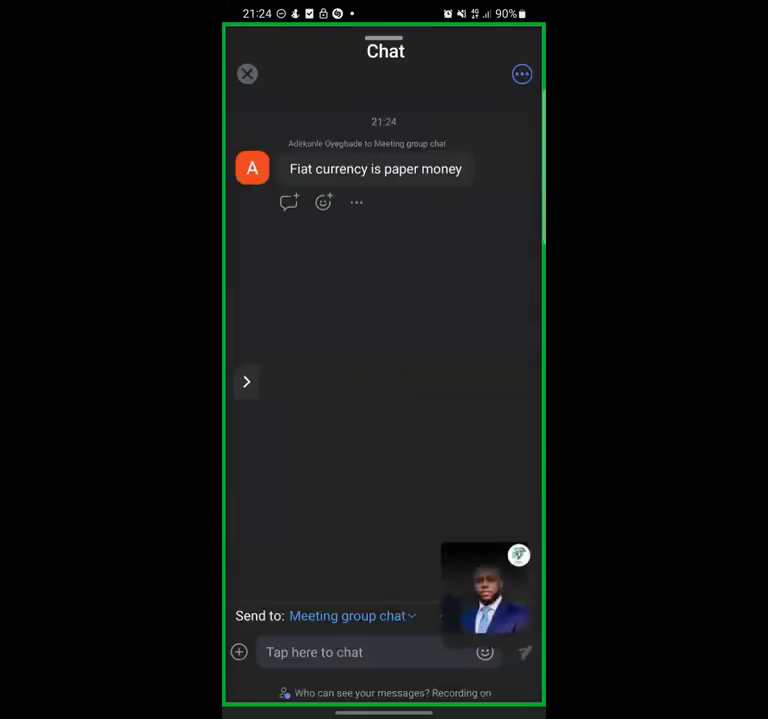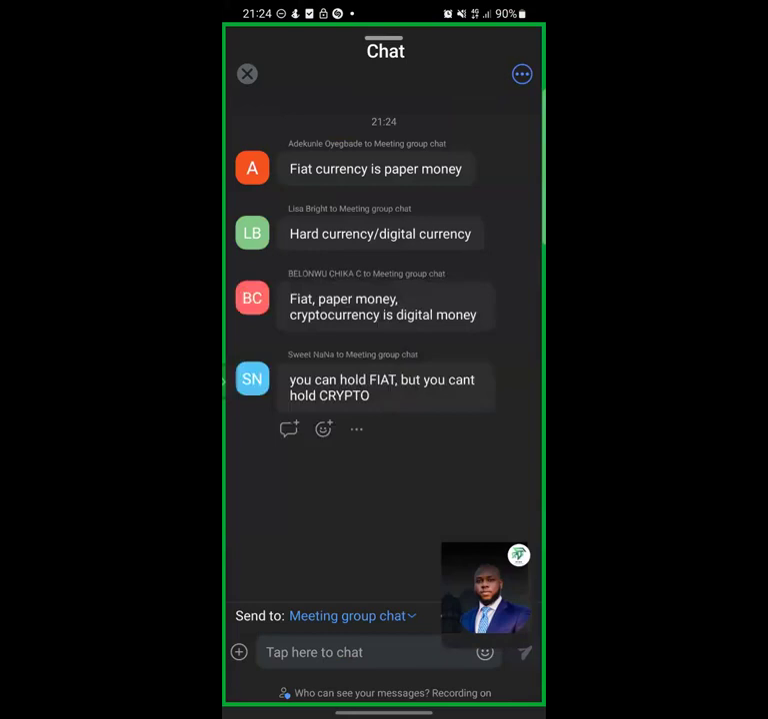All right, so Adekunle says fiat currency is paper money. Is it just Adekunle that's paying attention? So I asked about two of them. What is the difference? What is fiat currency and what is cryptocurrency?